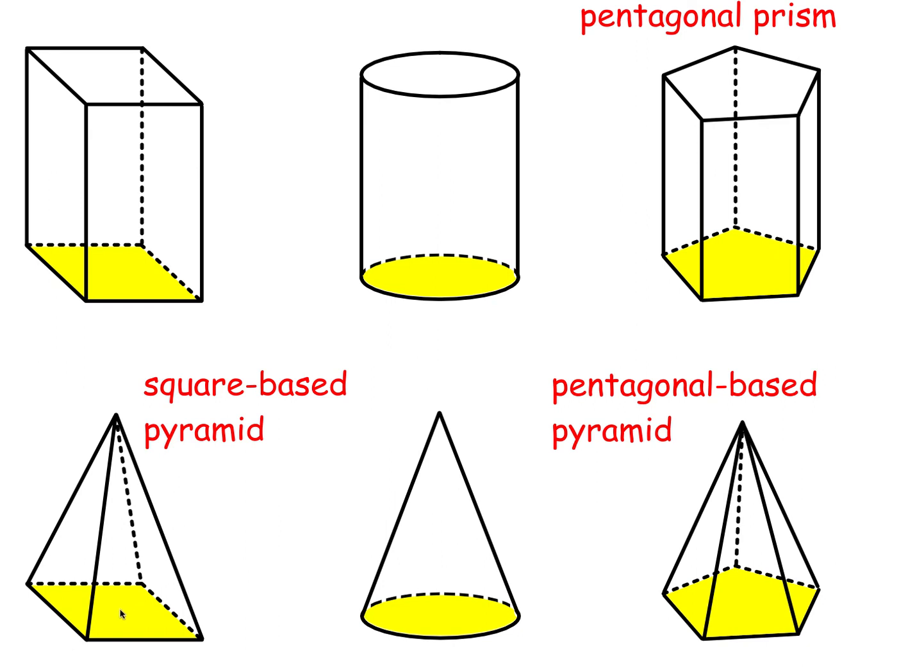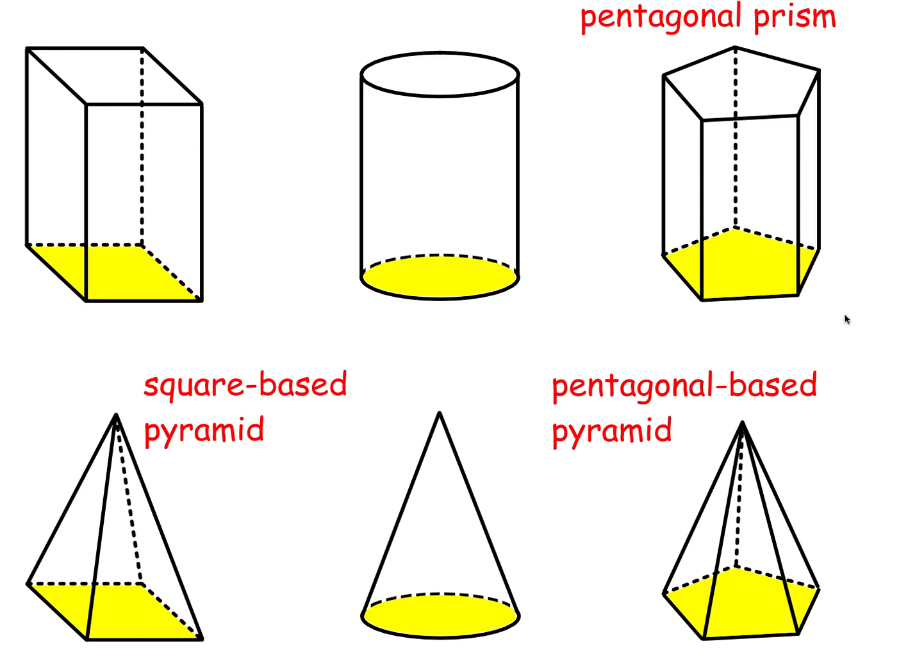If the end face gets proportionally smaller as it goes up the shape till it comes to a point, that's a pyramid, a square-based pyramid here. A cone is a circular pyramid. This is a pentagonal-based pyramid. They match what's up above them.